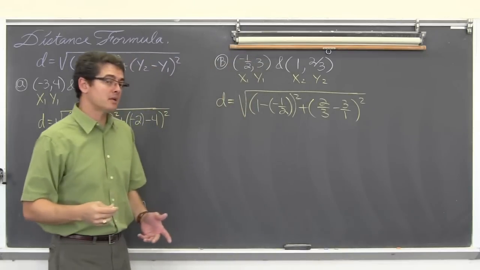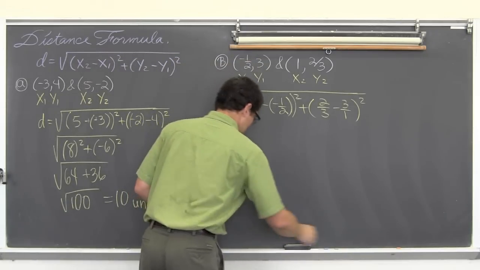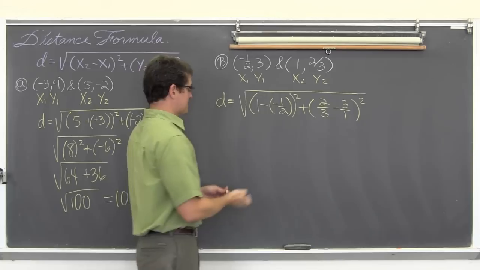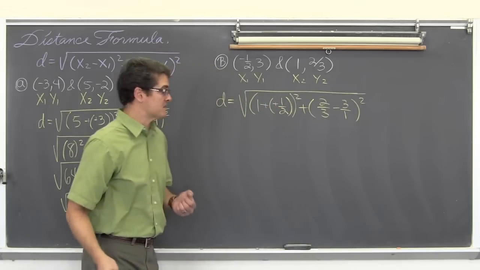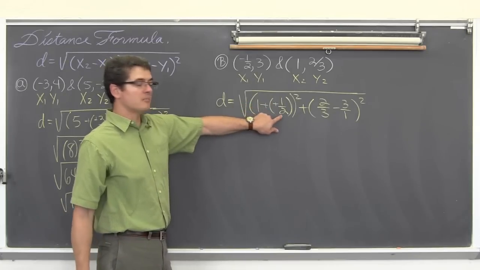Okay, we do need common denominators. So what we'll do, a couple of steps here. These two negatives are going to cancel out again and make a positive. Negative times negative is positive. The 1 is going to combine with 1/2.